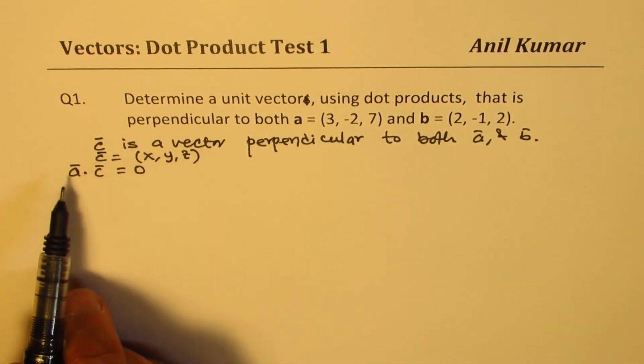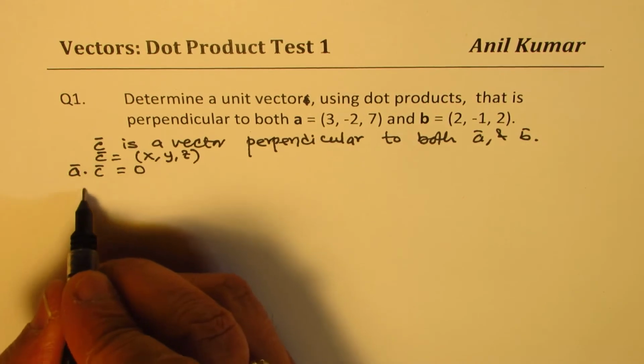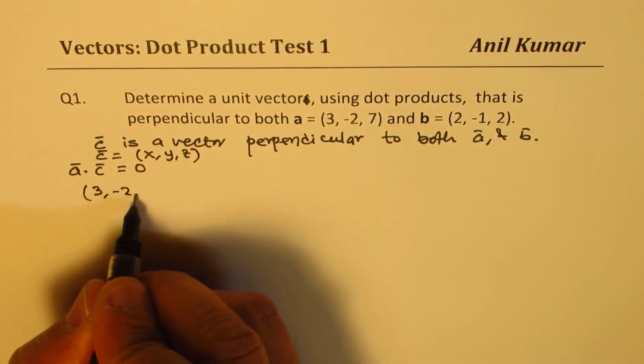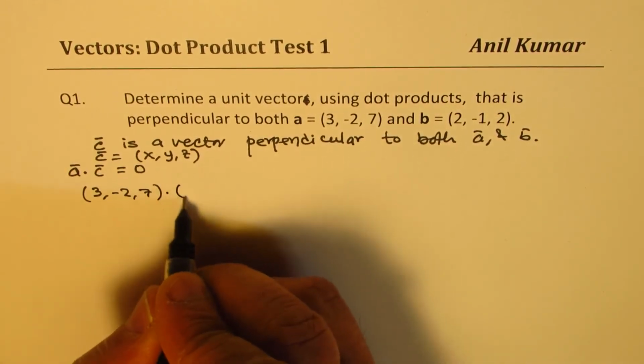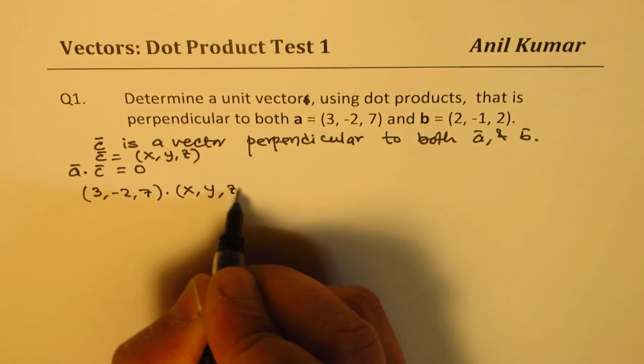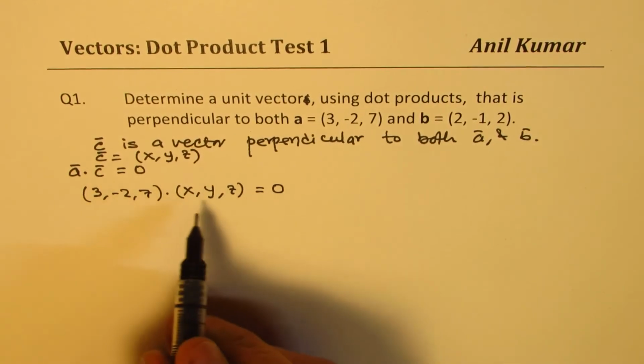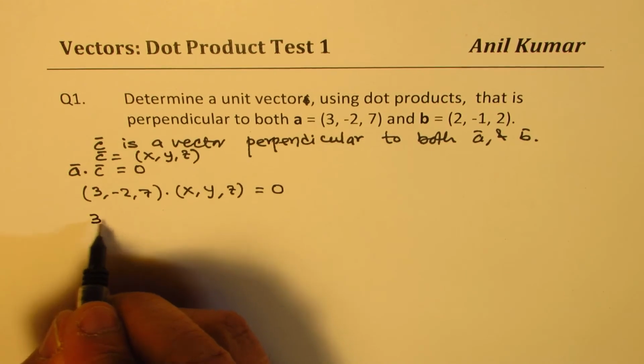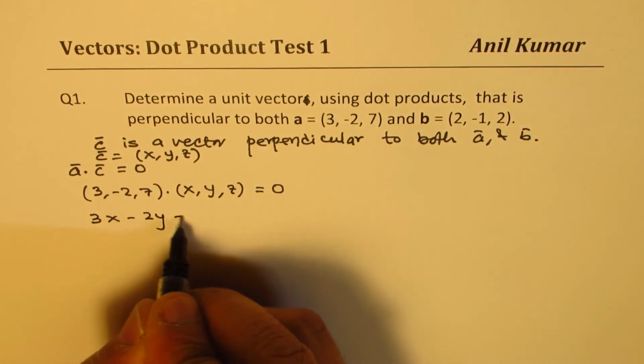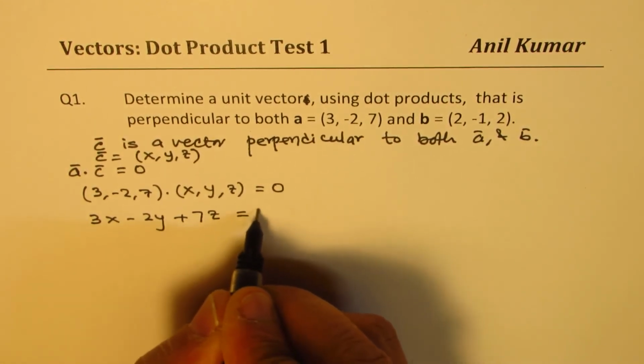So that really means that A dot C is 0. That is to say, 3, minus 2, 7 dot x, y, z equals 0. So when you do the dot product, you get 3x minus 2y plus 7z equals 0.